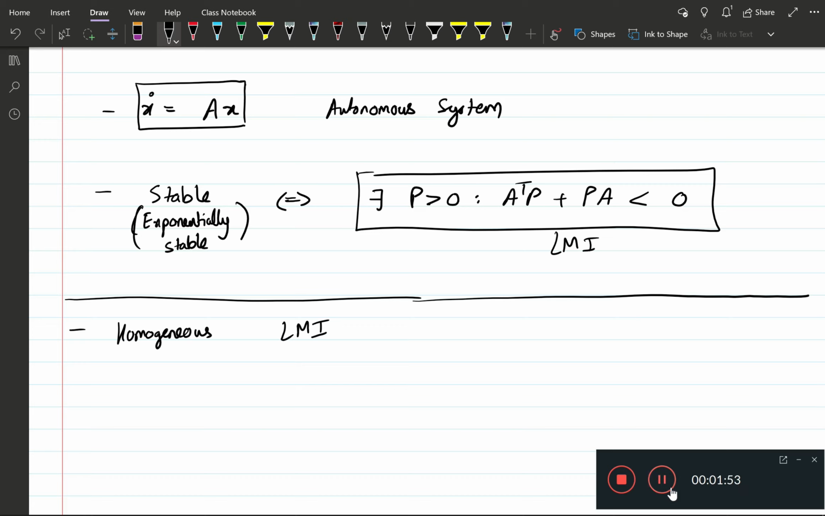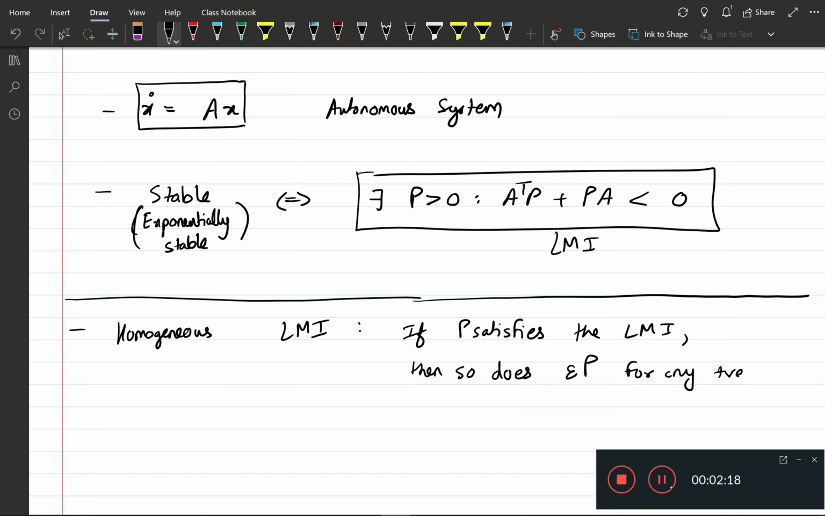and what that means is that if P satisfies the LMI, then so does epsilon P for any positive epsilon.